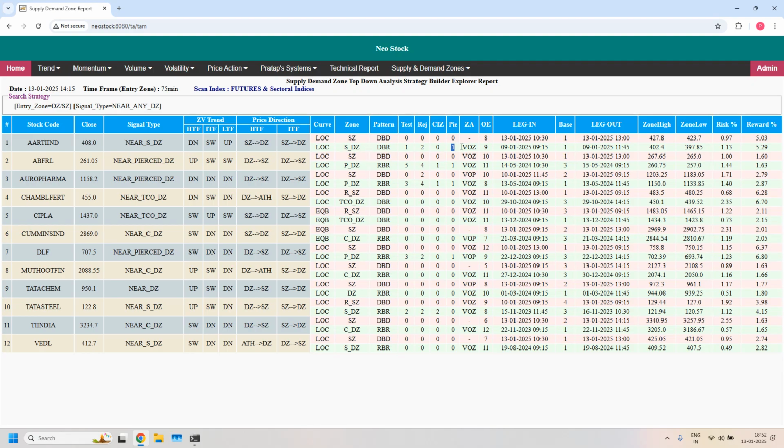This is not valid because it is a pierced zone. And Cummins is having a high liquidity zone. Muthoot Finance is having, Tata Steel is having, TI India is having, and VEDL is having. We identified 5 high liquidity 75 minutes demand zones.